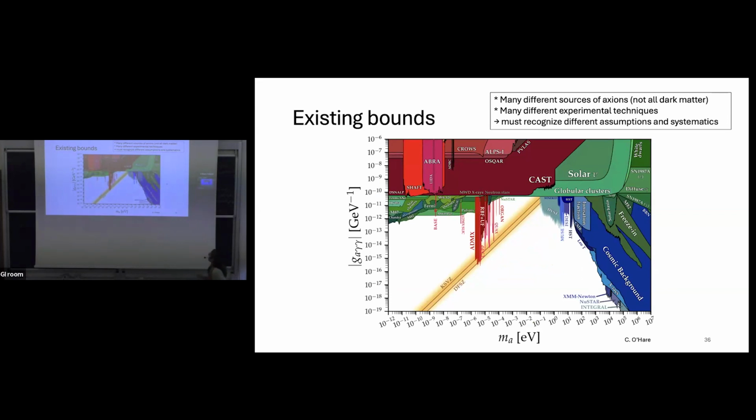Okay, so like I said, there are many different sources of axions, not all dark matter. So you can have axions produced in the lab, you can have axions produced in stars. Some of these blobs are dark matter, some of them are all these other things. And so there's a bunch of different systematics and assumptions that are going into each of these different experiments. And so when you're looking at this plot, you don't want to just take this for granted. You want to be thinking about all of those different things that are going in.